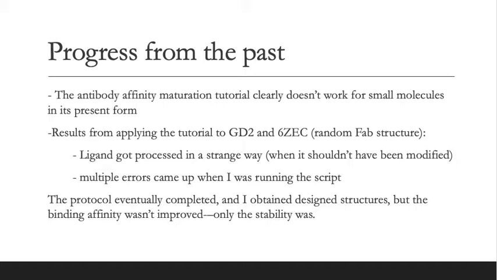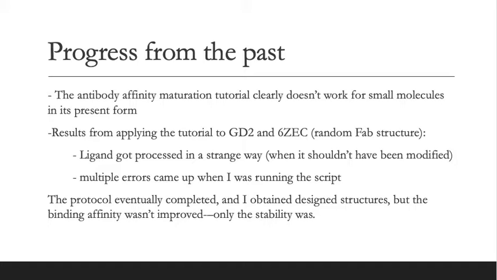paper, and I applied it to the GD2 structure I obtained from OpenBabel and ChemDraw, made into 3D conformers with BCL, and I applied it to a docked structure of GD2 onto 6ZEC, which is a random fab structure I found in the PDB. I initially did the standard protein ligand docking, not glycan dock, using a docked pose that I randomly selected. I used that as an input to the affinity maturation protocol because the affinity maturation protocol needs to have a complex structure.